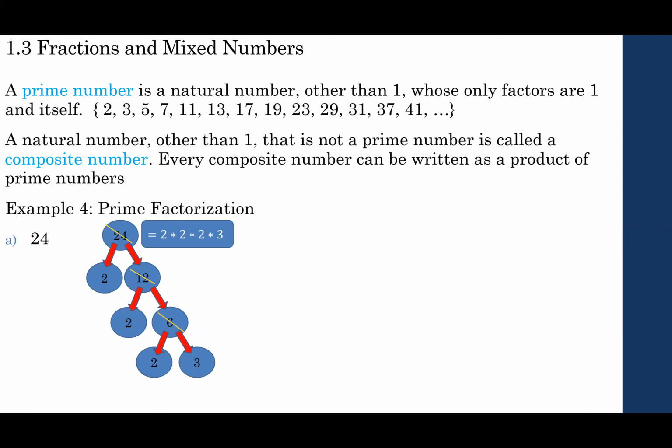One thing I keep mentioning to you guys: as long as it's an even number, you can divide it by 2, right? As long as it's an even number, you can always break it down by 2, because 2 is the smallest prime number that you will see, okay?